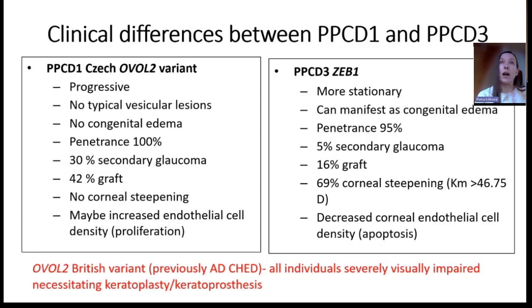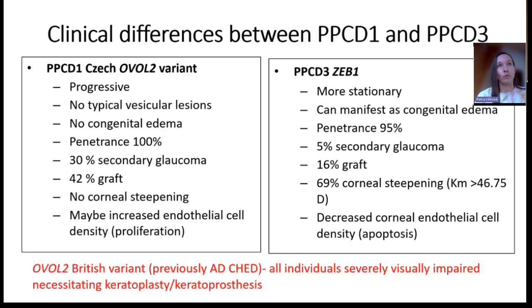I've always been wondering if there are clinical differences between PPCD1 and PPCD3. In other words, can I guess what's PPCD1 and what's PPCD3? The answer is that it's inconclusive. You still need molecular genetic testing, but when we compare our groups of PPCD1 and PPCD3 patients, we can see some differences globally across these groups. So PPCD1 is progressive. We hardly see the typical vesicular lesions, unlike in PPCD3.